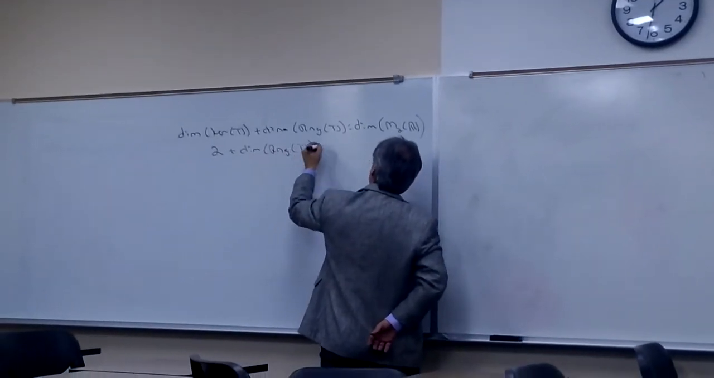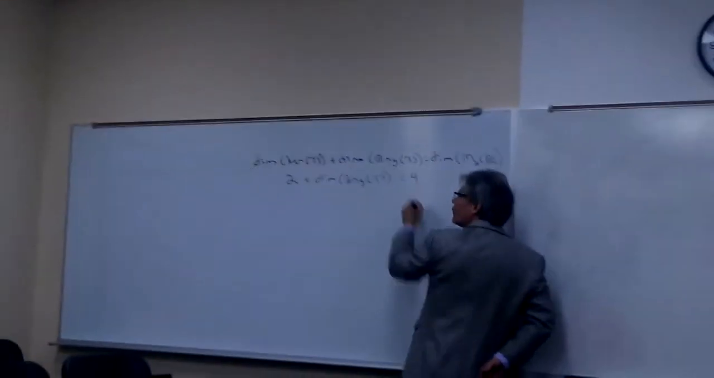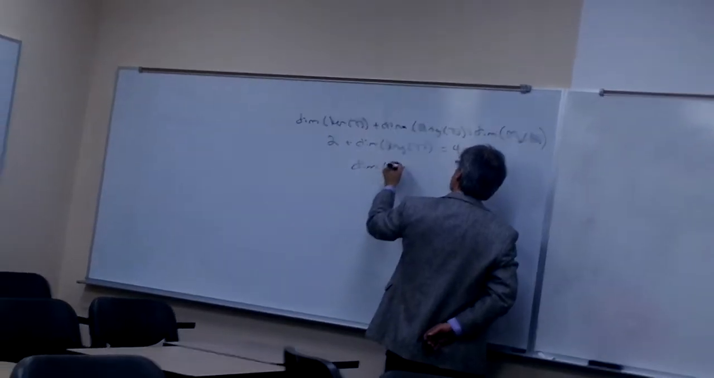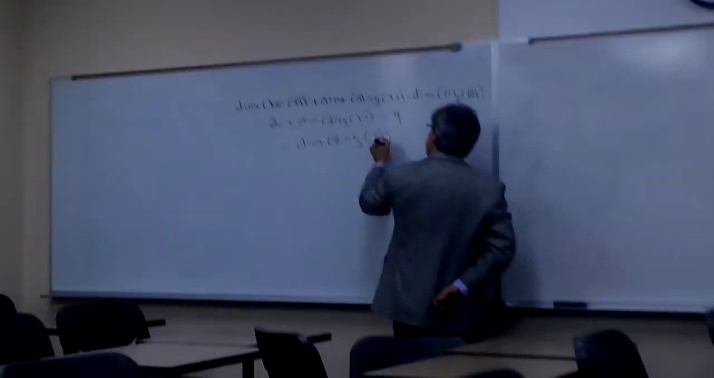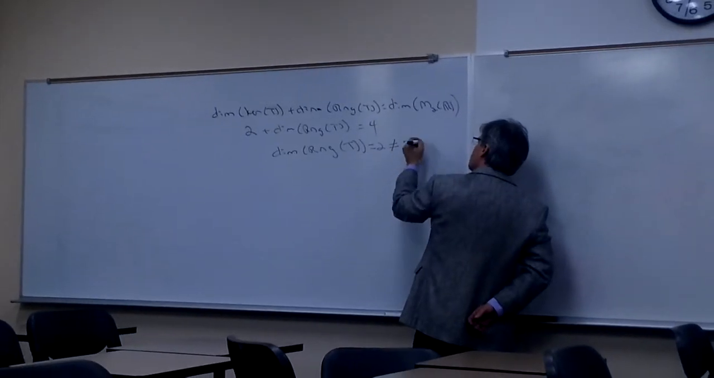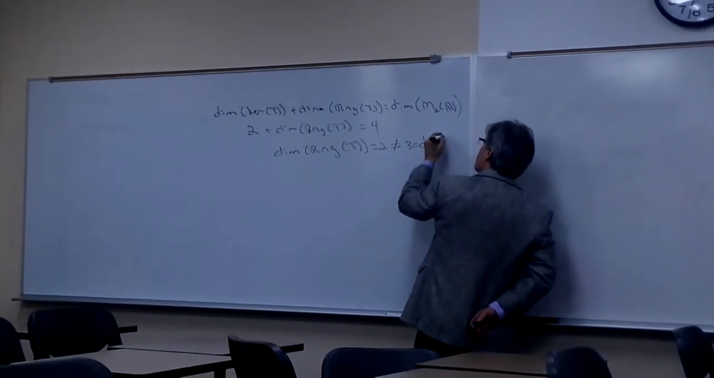But certainly the dimension of M2 is going to be 4. But that necessarily implies the dimension of the range is equal to 2, which is not the same as 3, which is the dimension of my second vector space, which is P2.